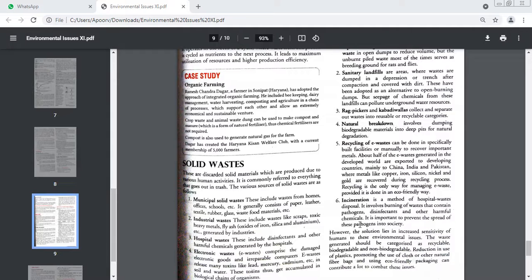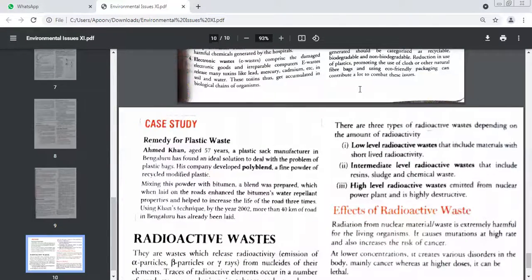Only burying them is not a solution because they will not die. If we talk about hospital wastes, the gloves and the syringes contain a lot of pathogens. Simply putting them in an open dump or a landfill won't be sufficient because they will not die. Their effect will not go. So the only solution we have is to burn them.